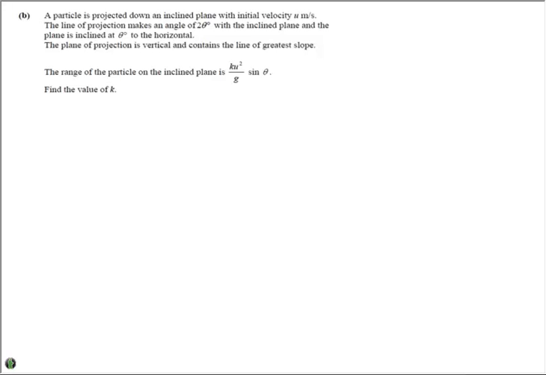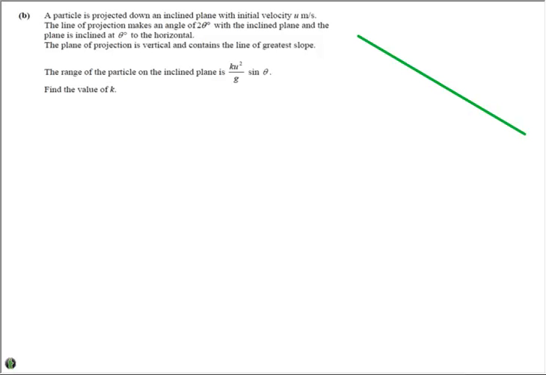So this is the 2009 question 3, part B. It's motion on an inclined plane and projectile motion down an inclined plane. This is a slightly different one than the previous example. So our inclined plane, and for this one, is projected down. Now we're told a few little things about it.